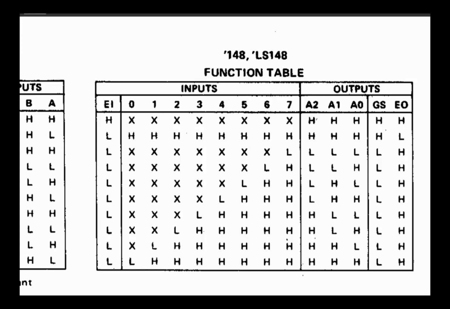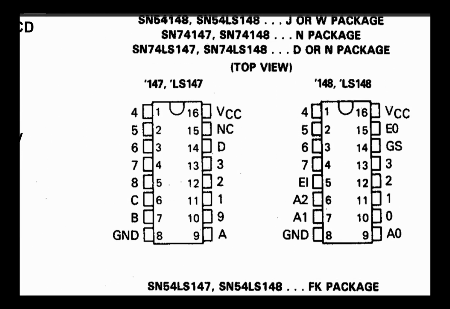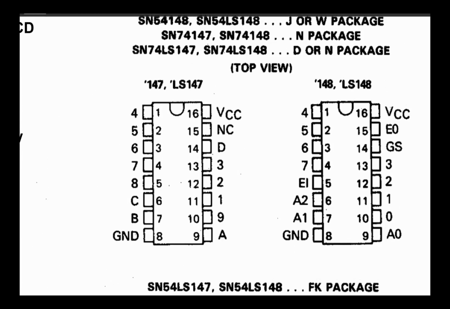So this is an encoder. This is the one we are looking at. It's called 8 to 3 encoding. You put in 8 lines, and the binary that comes out tells you which of the lines are low. So this is very useful.